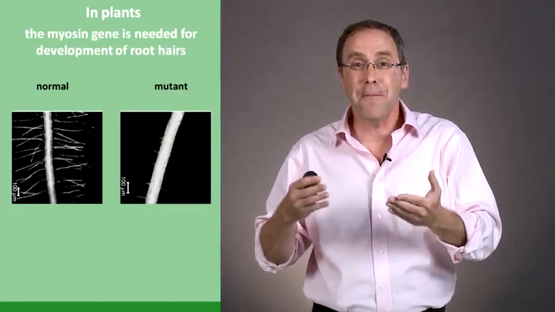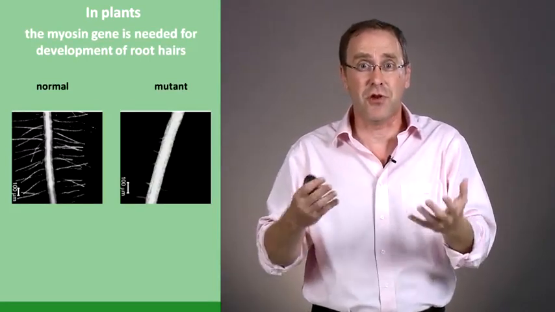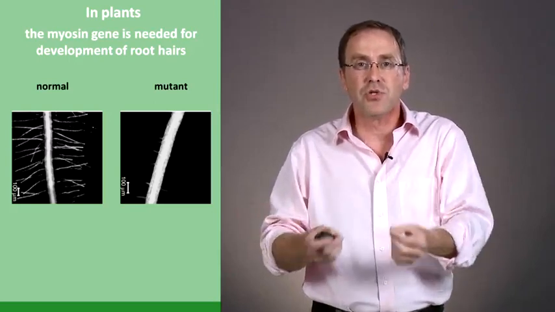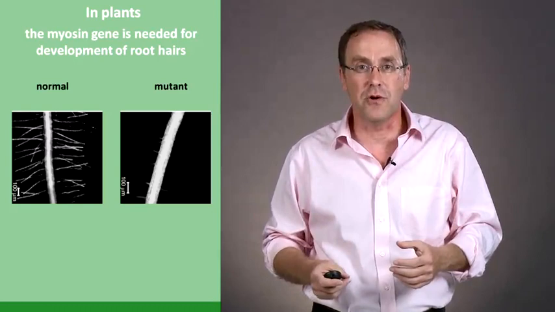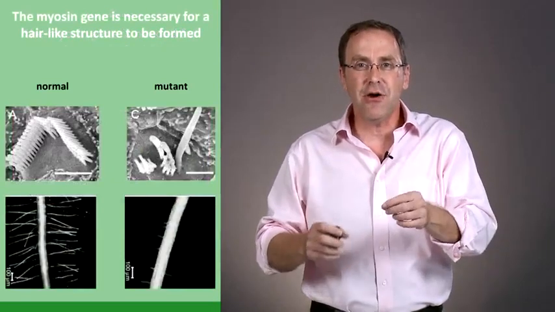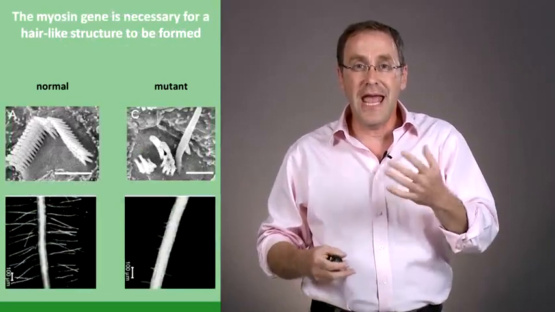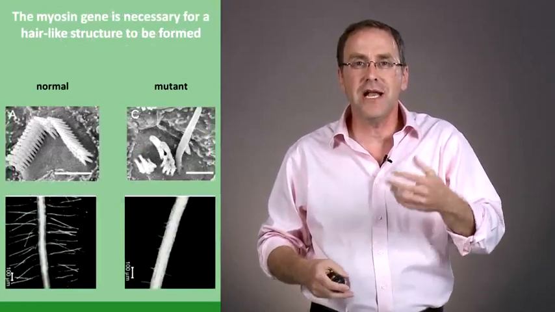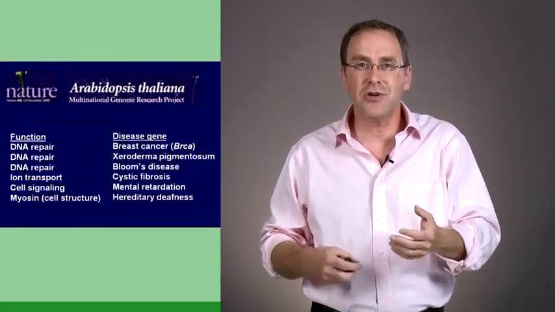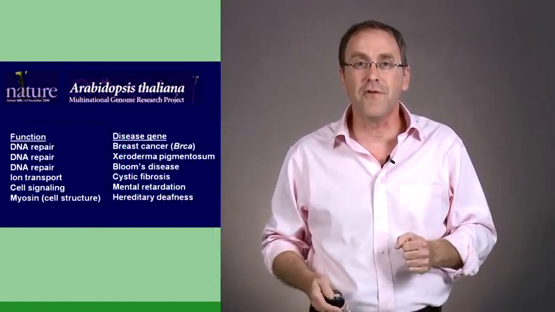Does this mean that these plants are deaf? No, of course not, because plants don't hear, and they definitely don't hear through their roots. The root hairs are necessary for the plant to absorb water and nutrients from the soil. So the myosin gene is necessary for a hair-like structure to be formed. In animals, this hair-like structure enables us to hear. In plants, this hair-like structure enables the plant to drink, to absorb water from its roots.